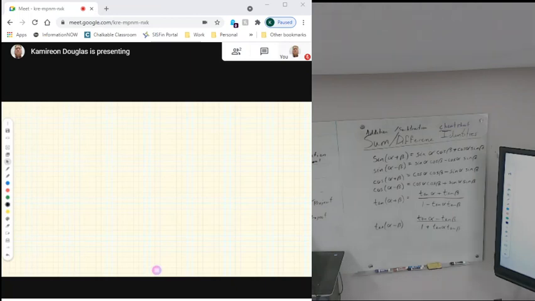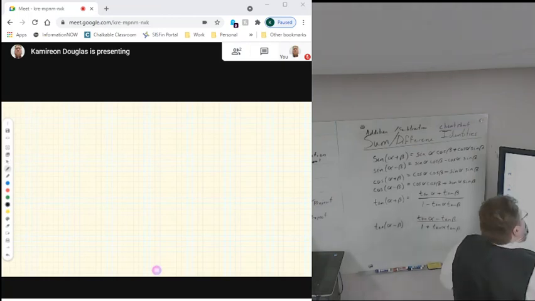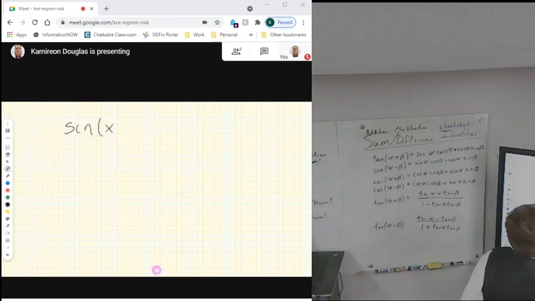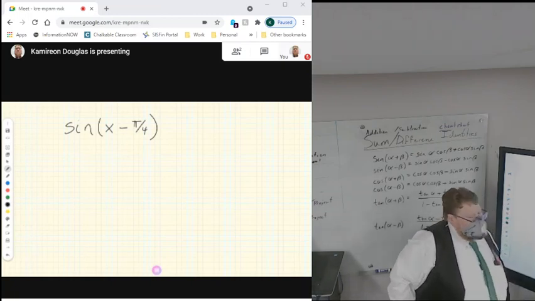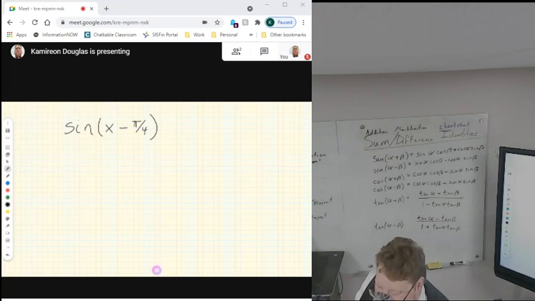Now, to do this, all I have to do is think about these formulas not in terms of alphas and betas, but in terms of x, y, and a number. Here we go. Now, if I wish to graph this equation, I'd have to do a phase shift problem.